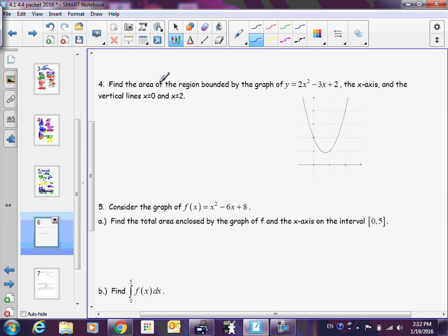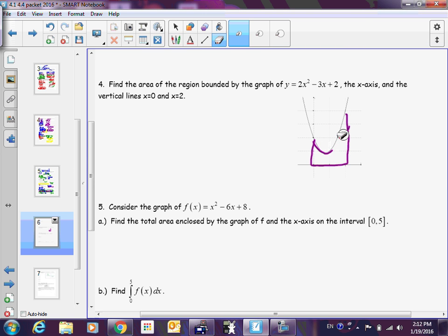Okay, so here's a way the problem could be asked. Find the area of the region bounded by this parabola, the x-axis, and the vertical lines x equals 0 and x equals 2. So what they're talking about is this shape right here. Again, I don't have a formula. I'm not on my game today with drawing. I don't really have a formula to do this. Okay, I'm trying to find this area.